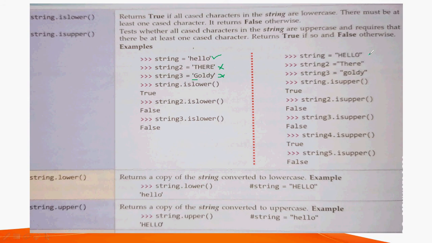Now, here in this example, the string 1 is all uppercase, string 2 is mixed, string 3 is all lowercase. Now string dot isupper, hello dot isupper. Yes, it is true, all the letters are uppercase. String 2 dot isupper, uppercase not all. So this is definitely false. String 3 dot isupper. No, not at all. This is it.